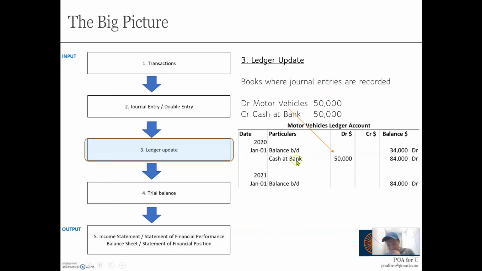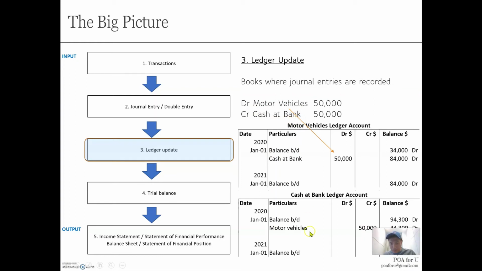And on the credit side, you would notice that in the description, in particulars, it says cash at bank, because it will always reflect the other side of the journal entry. So in the motor vehicle ledger account, it will go to the debit side. That's why we debited motor vehicle. But in the particulars, you always put in the other entry, cash at bank in this case, right? And for cash at bank, you would put it on the credit side, but the description would say motor vehicle, which is the other leg of the journal entry.